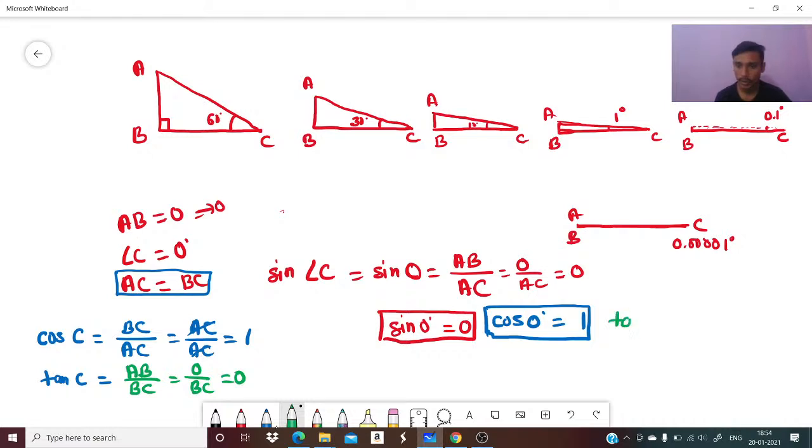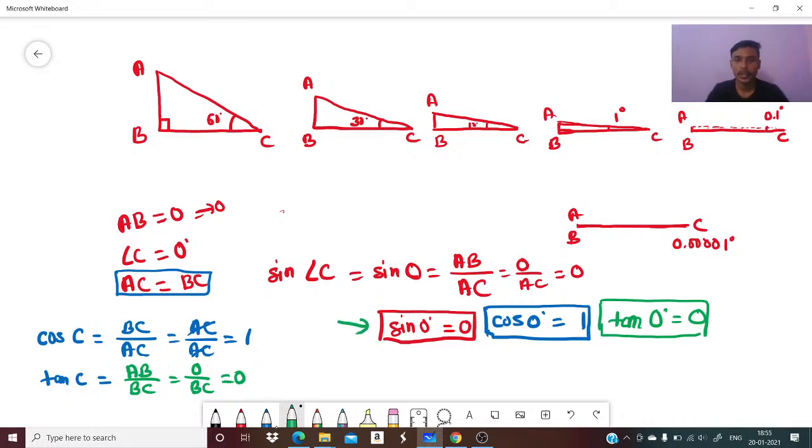So your tan of 0 degree is equal to 0. So in this way you have got the values of sine of 0 degree, then cos of 0 degree, and then the tan of 0 degree. Let me see if you have any questions. No questions, fine. So now this was all for the 0 degree angle.